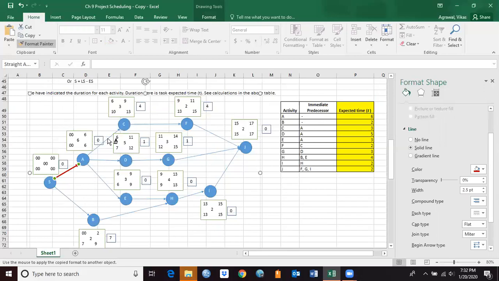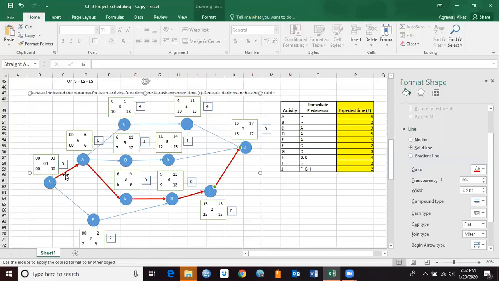So activity A has zero slack, activity E has zero slack, activity H has zero slack, I has zero slack, and J has zero slack. Okay, so that's your critical path. So the critical path becomes S, A, E, H, I, J. That's your critical path, and we already know the project duration.